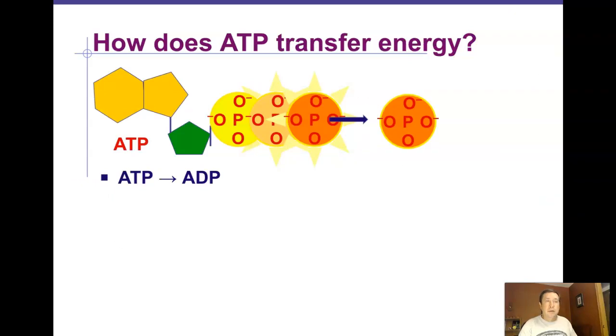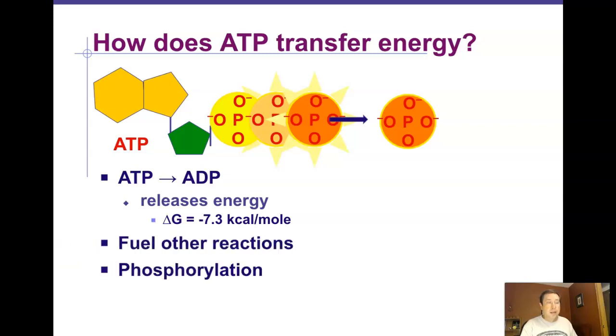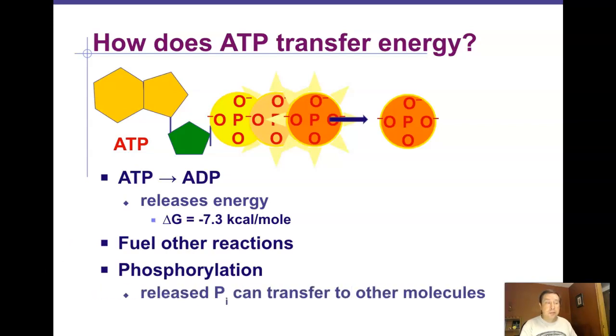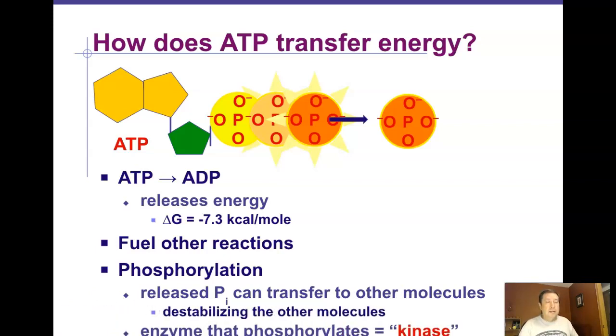So to transfer energy, to get usable energy to do work, a cell converts ATP into ADP. Energy is released. Delta G is negative 7.3 kilocalories per mole. It fuels other reactions. It can be used for phosphorylation, for adding phosphate to another molecule to add energy to that molecule. So enzymes that phosphorylate are called kinases, and there are a lot of those in living things.